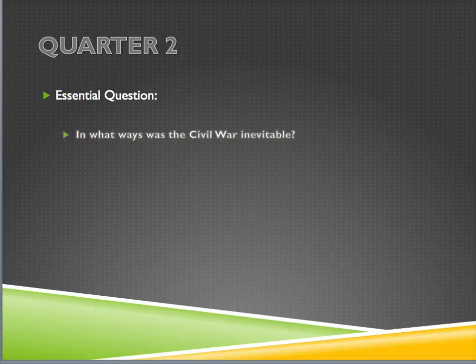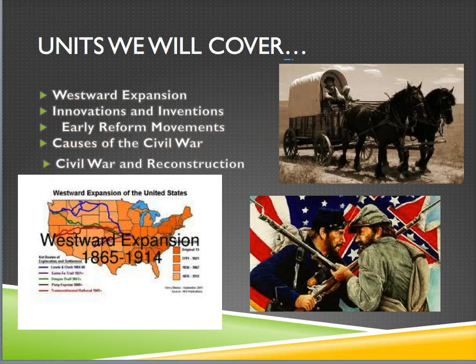Now quarter two, the question is going to be, in what ways was the Civil War inevitable? The units we're going to cover to answer that question include Western expansion, innovations and inventions, early reform movements, causes of the Civil War, and the Civil War and Reconstruction. So a lot of information in those units to answer that question. Moving on to our next quarter.